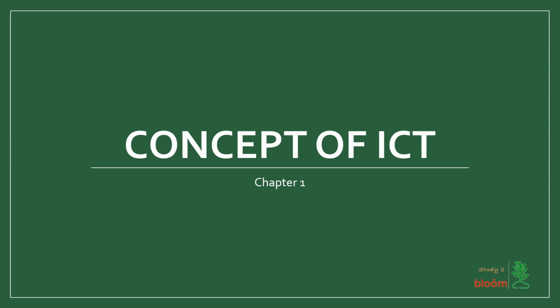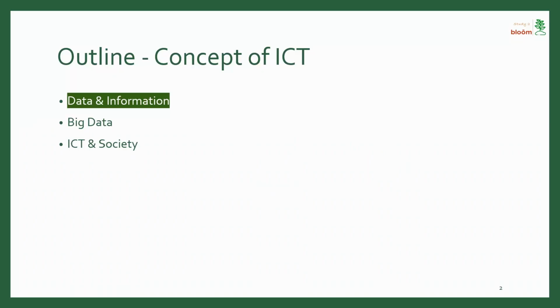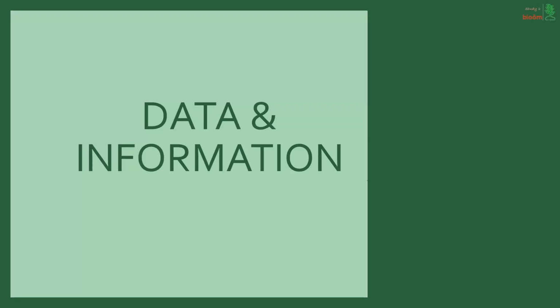Let's start with the first chapter, Concept of ICT. This chapter has three parts: data and information, big data, ICT and society. Let's first discuss data and information. Let's learn what is data and information.